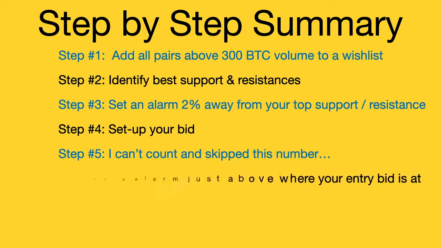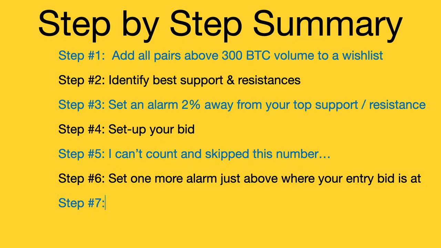Step number 6, set one more TradingView alarm just above where your bid is entered, as close to it as possible, but not right on it, just in case you only get a partial fill. And step number 7, we're almost there. Now you've entered your trade as your alarm has just went off. Confirm that your full position was filled, and then set your OCO order. Your take profit is going to be 1.2%, and your stop loss is going to be right below your next best support and resistance line, usually about 2.5% away from your entry.